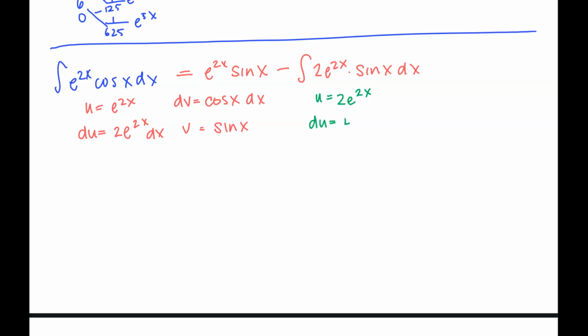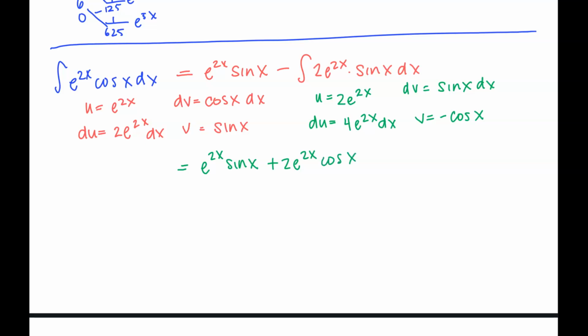And then we have 4 e to the 2x for our du. My dv is sine of x, which means my v will be negative cosine of x. Okay, so here's where the magic happens. We're going to rewrite this one more time, bring everything down. E to the 2x sine of x minus, we're going to have times the negative, so it'll become plus 2 e to the 2x cosine of x. And then we need to subtract off, but again, we have a negative.